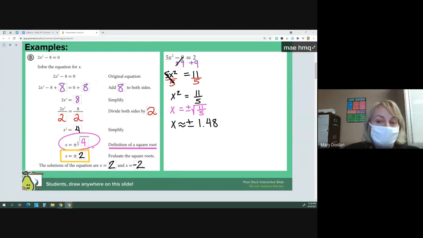And that's it. Okay, this means there's two answers. Either x is 1 and 48 hundredths or x is negative 1 and 48 hundredths. If you want to type that out so it makes sense, you can do that as well. I'll do that too.